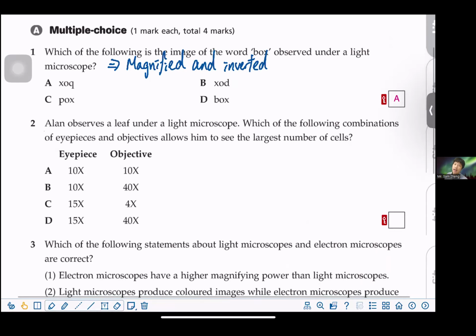Next, Alan is going to observe a leaf under a light microscope. Which of the following combinations of eyepiece and objectives allows him to see the largest number of cells? If you see the largest number, it means it will have the lowest magnification.